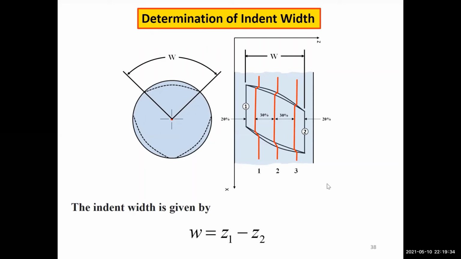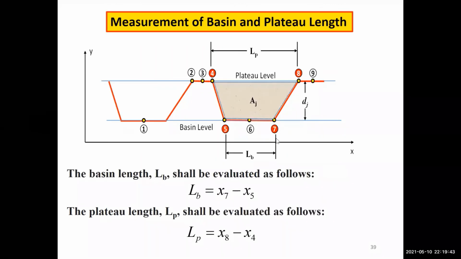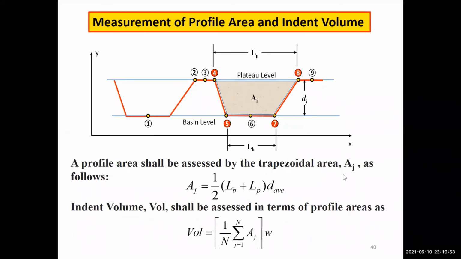And we can also define the positioning of at least 3 scan lines in between. So that will give us the ability to do averaging of the various parameters such as depth. The basin and plateau length is another variable. This one doesn't show up directly in the standard, but it still is indirectly involved in such things as, for example, the indent area and volume here.